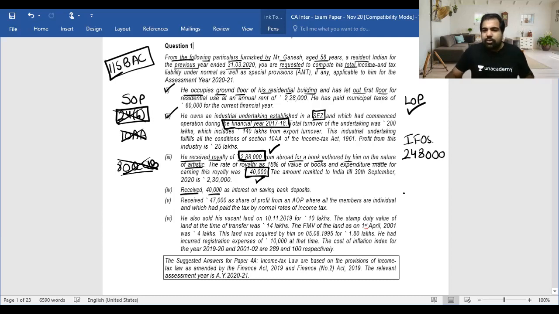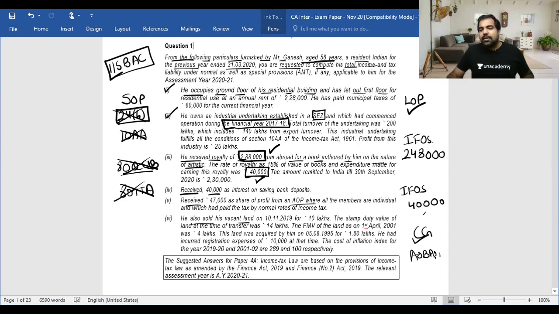Received interest of 40,000. So you will add under IFOS another 40,000 from savings bank interest. But if you remember, guys, there is a section called 80TTA where you get a maximum 10,000 rupee deduction, which he should also get because he's 58 years. Or if you're 60 or more, then you get 80TTB. But unfortunately, under 115BAC, you will not get this. All right. He sold his vacant land, so no change in capital gain. Capital gain is the same. AOP, BOI, nothing like that. No problem with this.